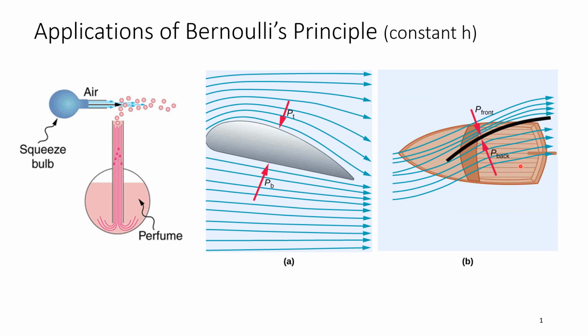Sails also have the characteristic shape of a wing. The pressure on the front side of the sail, P-front, is lower than the pressure on the back of the sail, P-back. This results in a forward force and even allows you to sail into the wind.